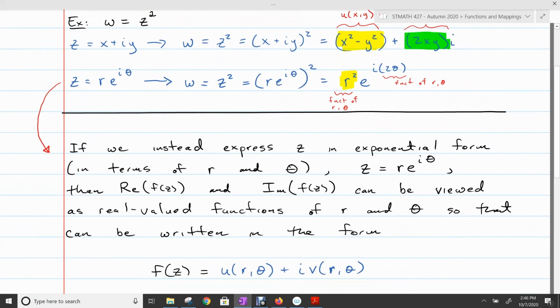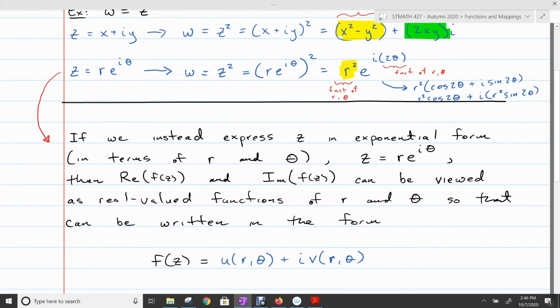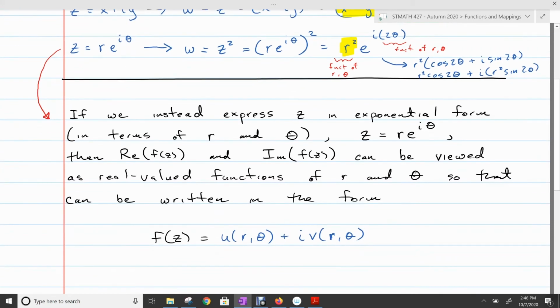Going back to the z squared example a second ago, I didn't break it up there, but if I carried it a little bit further, this would be r squared, and then I'd have cosine of 2 theta plus i sine of 2 theta, which you could write as r squared cosine of 2 theta, and there's your real part, plus i times r squared sine of 2 theta. So r squared times sine of 2 theta is your imaginary part. And in general, you can do that.